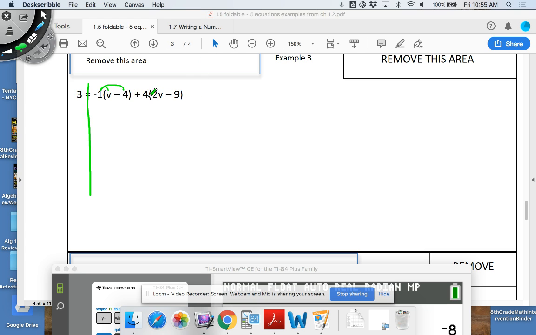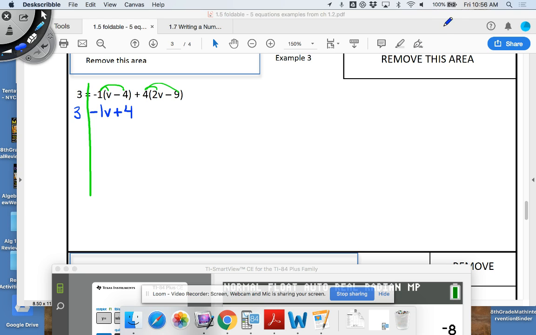But then you rock along and you see I have a positive 4 and it has a parentheses too, so we're going to draw those rainbows as well. Now we're going to work through what that means. So 3 has nothing going on, so I just bring the 3 down. Negative 1 times V would be negative 1V. Negative 1 times negative 4 is positive 4, because a negative times a negative makes a positive.